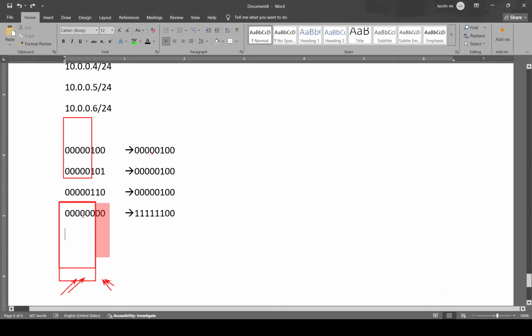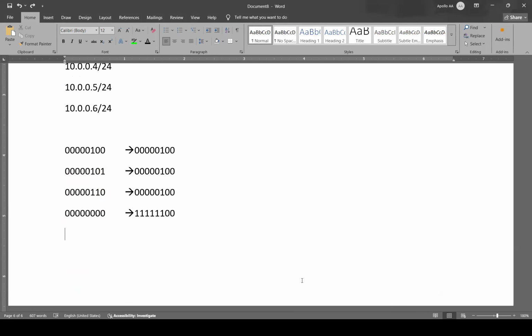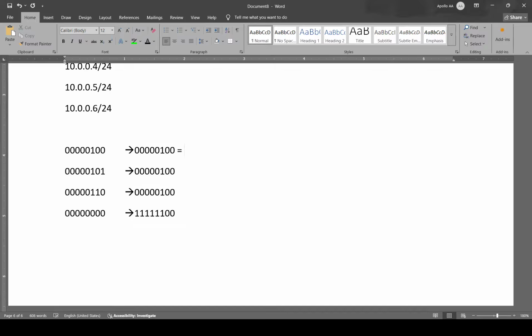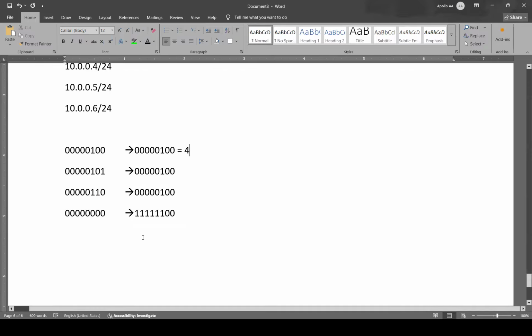Let me now clear this. I hope up to that point we are together. This is what you will have. If you write this one in decimal, it will give us 1, 2, 4. So this one is going to be 4. This is a 4. And all of them are 4.